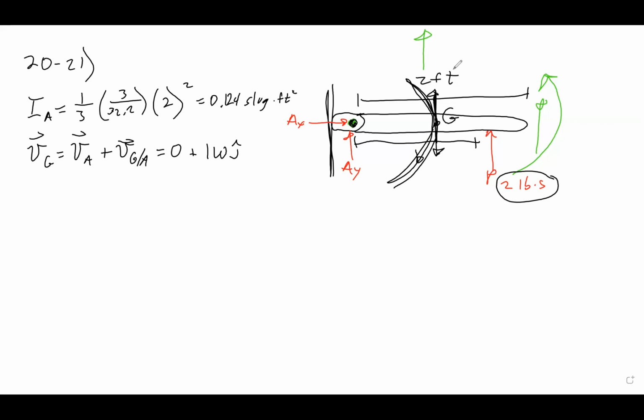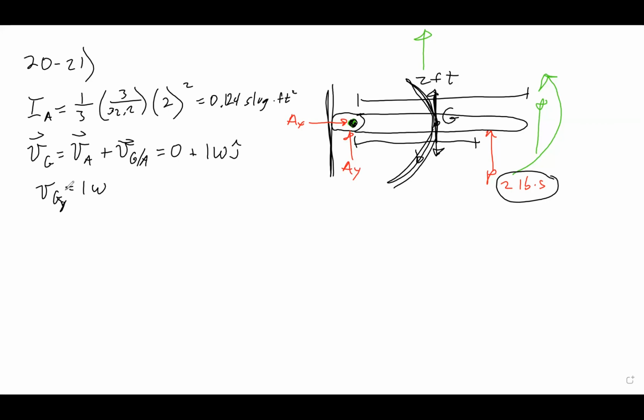So that means we have a velocity of G value. So the velocity of G is equal to 1 omega, only downward, all right? So this is actually the velocity of Gy. I'm going to imply the j hat by labeling this Gy.